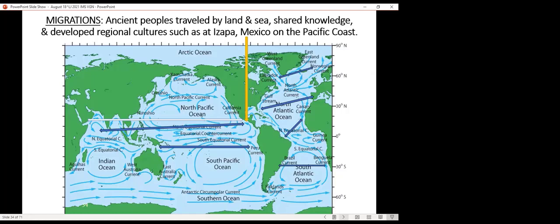Migrations. We're looking at the tracking of migrations. Many have studied across the seas, showing scattered evidences of transfer of cultures on a worldwide scale.